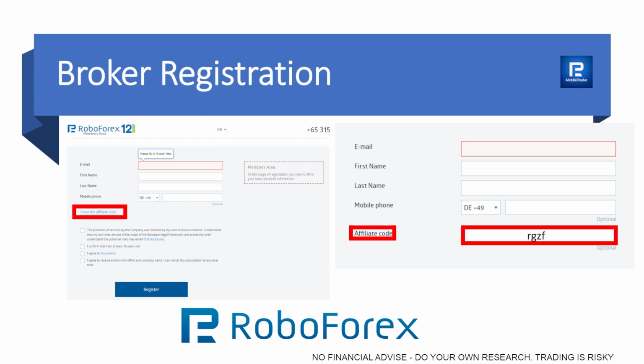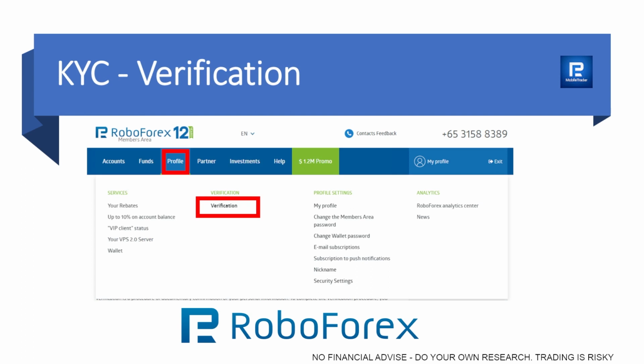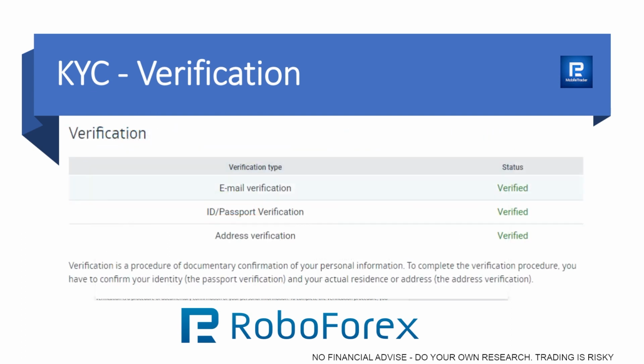After all of this is done and you registered your account, you can start going through the KYC verification. Just go to the header profile and then verification, and you will have to verify yourself with those three things: email, ID or passport, and the address. And once everything is confirmed, you can continue setting up your account.